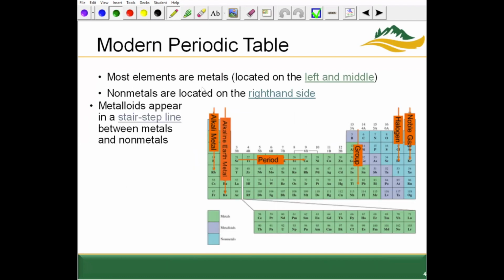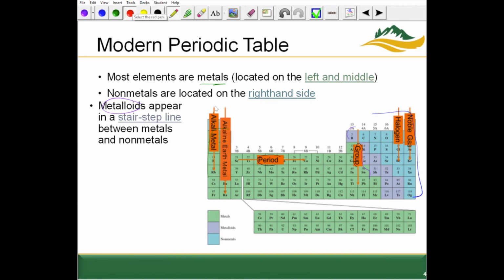So most elements are metals, and you can tell the metals were in green here in the periodic table, whereas these non-metals are over here. And what elements can't be classified as either metals or non-metals are these metalloids. And so again, those are in this sort of stair-step pattern here. And now here's this terminology that we just learned. So groups are these vertical columns, whereas periods are these horizontal rows.